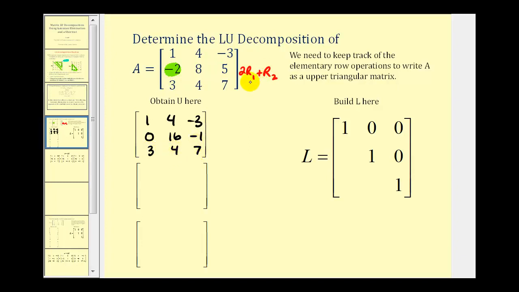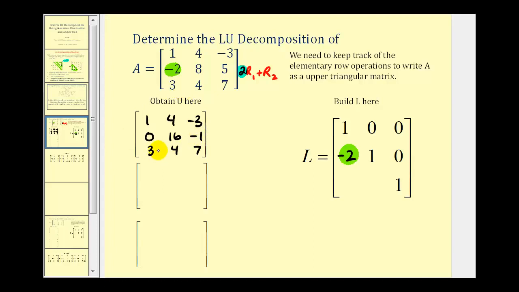Now to perform this row operation, our multiplier was this +2. This +2 helped us to obtain a 0 in row 2, column 1 of this matrix. Well, if we look at our lower triangular matrix, here's row 2, column 1. This element is going to be the opposite of our multiplier. Well, the opposite of +2 is -2. This is how we're going to build our lower triangular matrix. We'll always use the opposite of the multiplier used to obtain the 0 in the specific position.